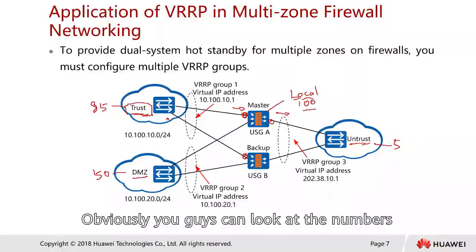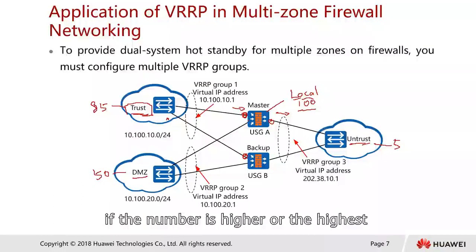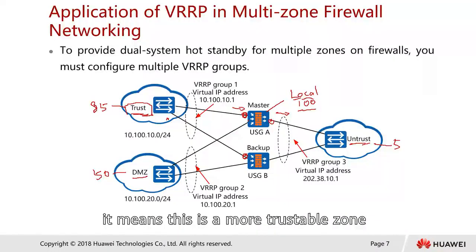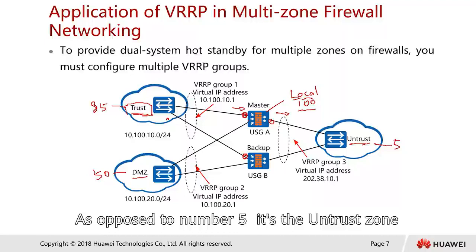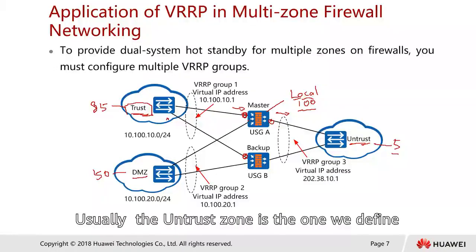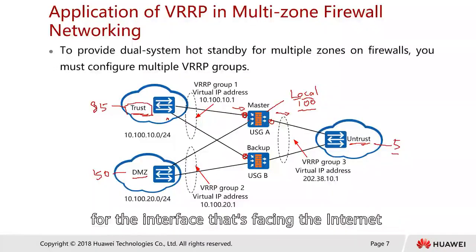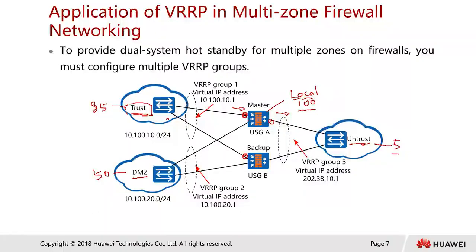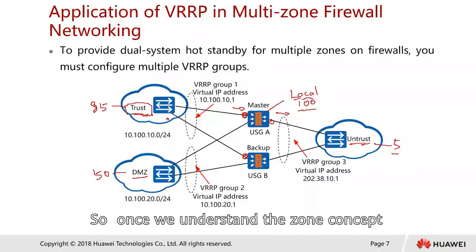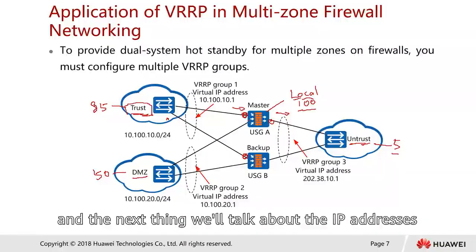And I think obviously you can look at the numbers. If the number is higher or the highest, it means this is a more trustable zone, as opposed to number 5. This is the untrust zone, and usually the untrust zone is the one that we define for the interface that's facing the internet.